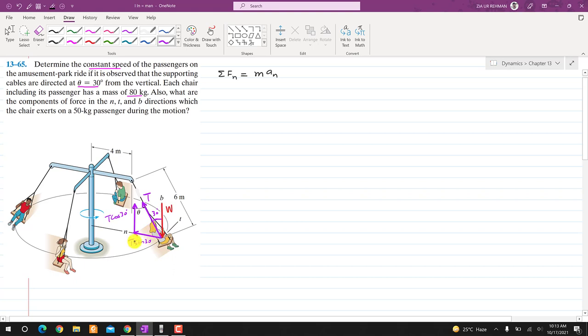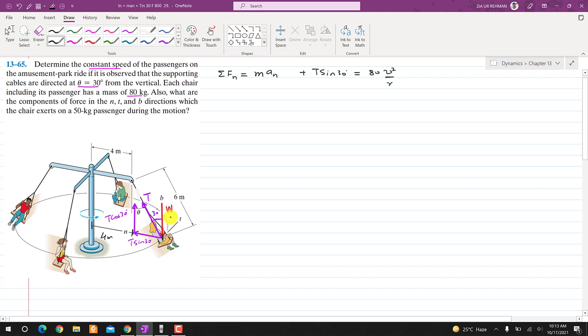So the summation of forces along N: as we can see, this sine component of T is acting in the positive N direction. So we can write plus T sine of 30 degrees, and this will be equal to the mass, which is 80, times aN, and aN is V squared divided by R. Since these children are moving in a circular path, the radius of that circular path is from here until here, right? And from here until here, this length is 4 meters.